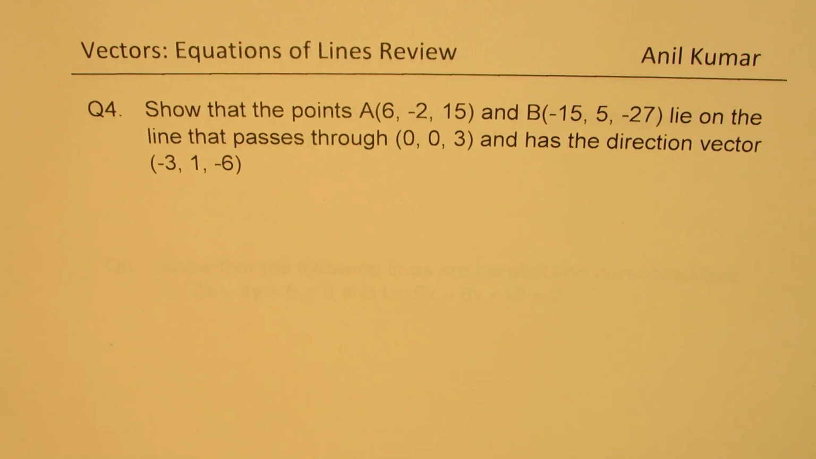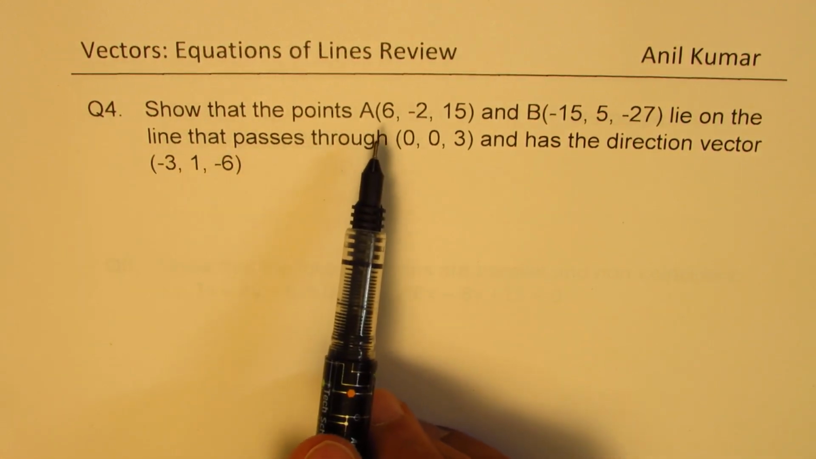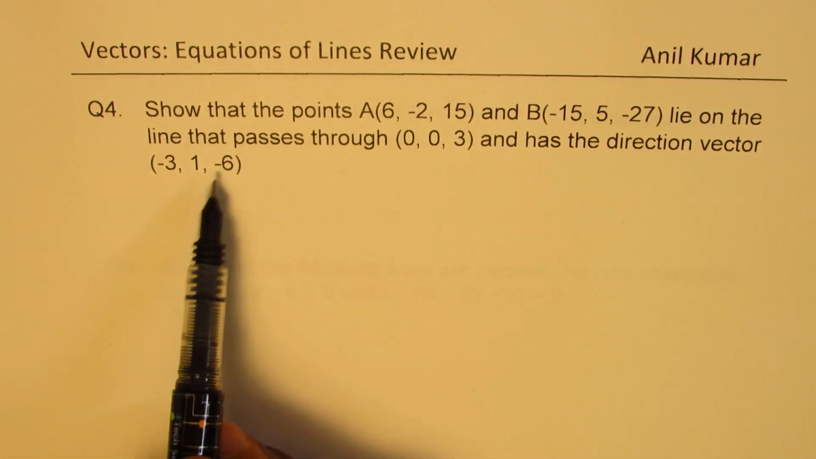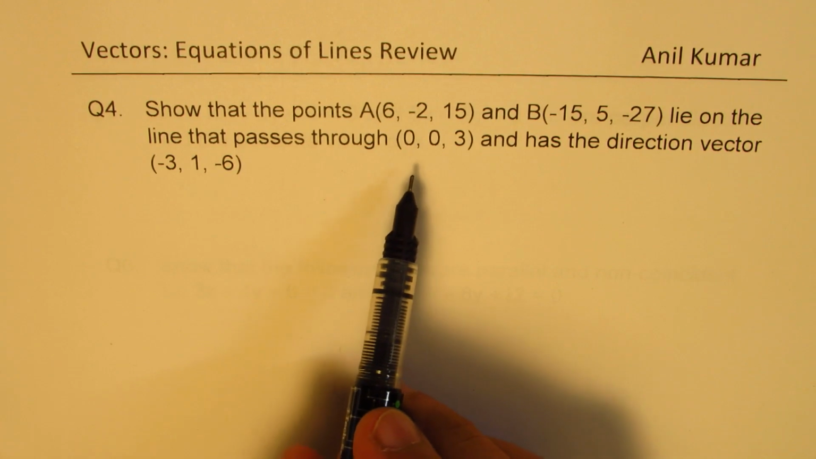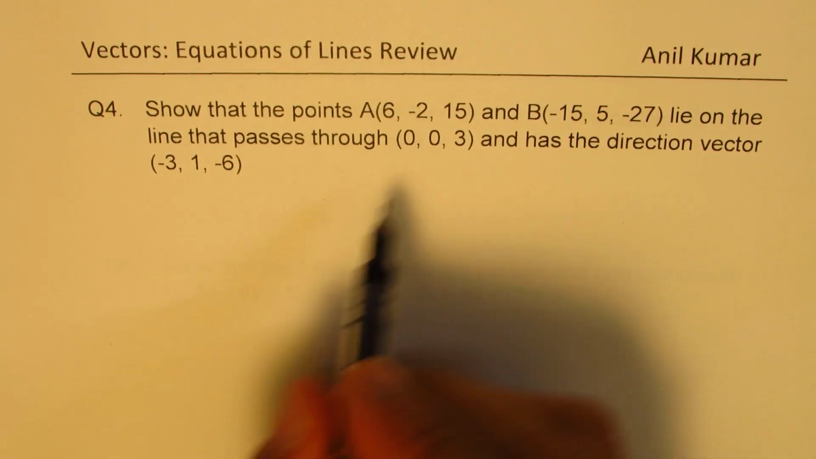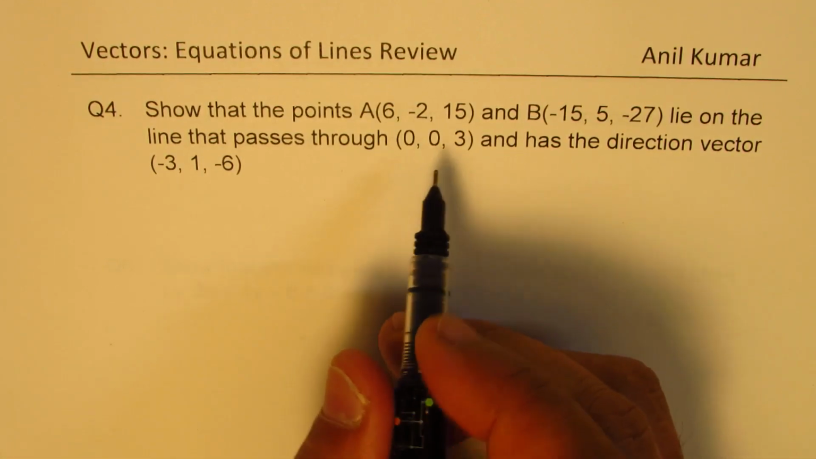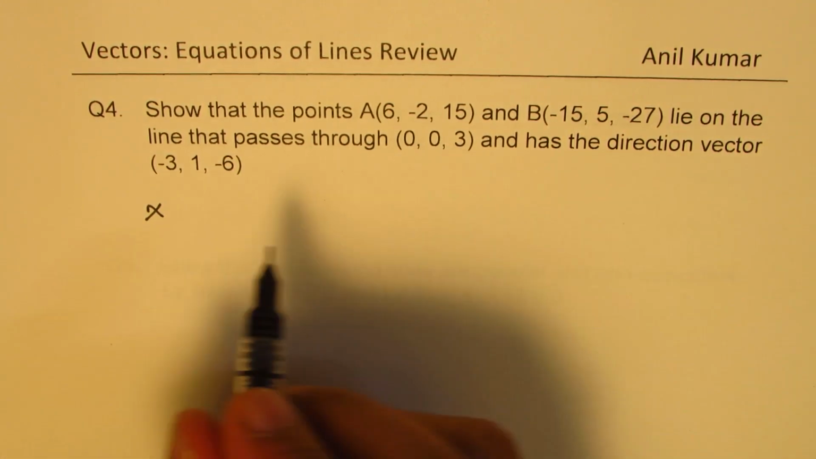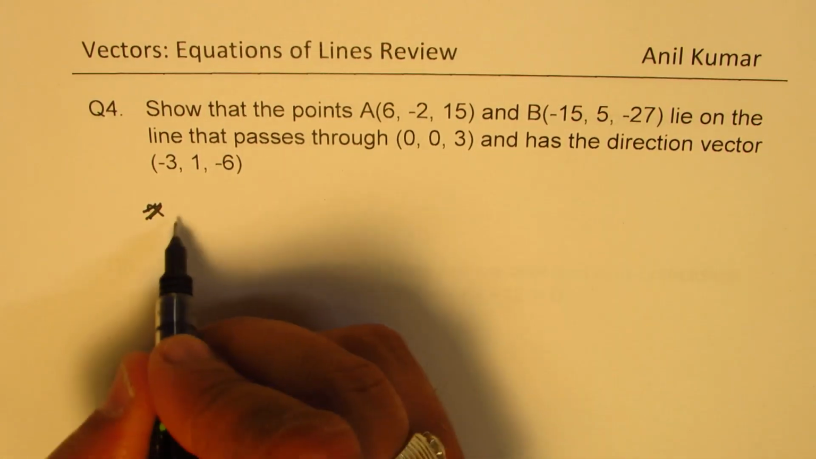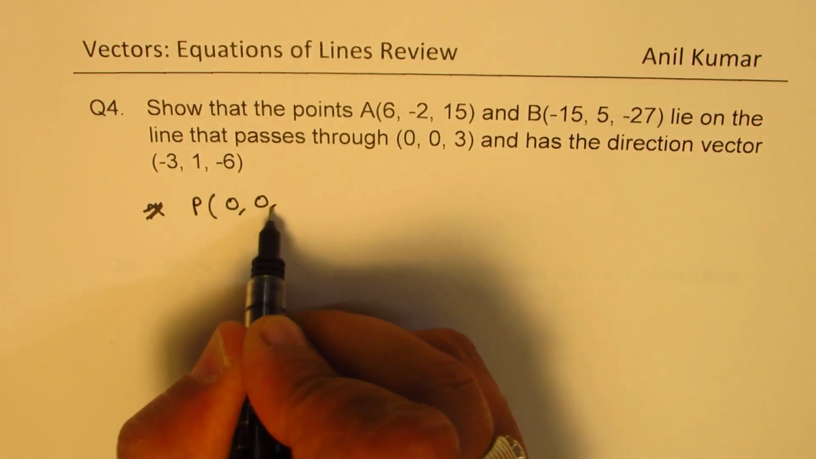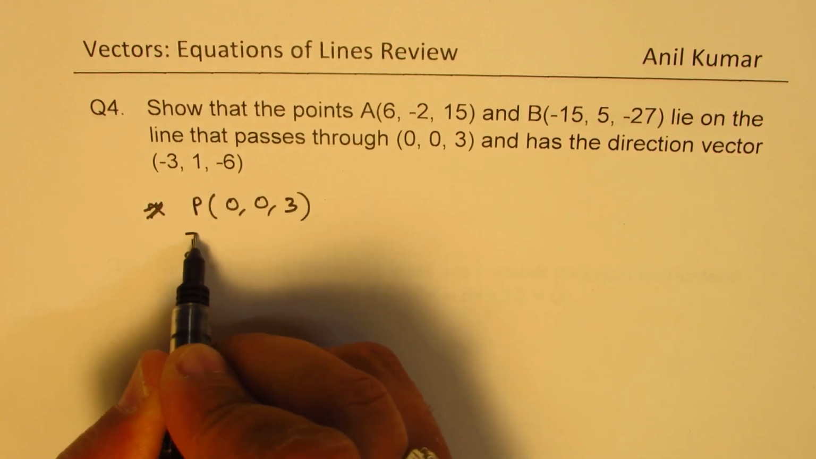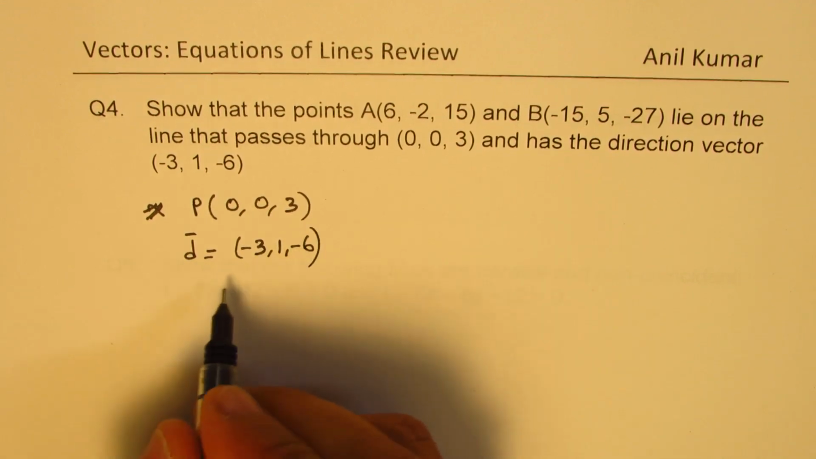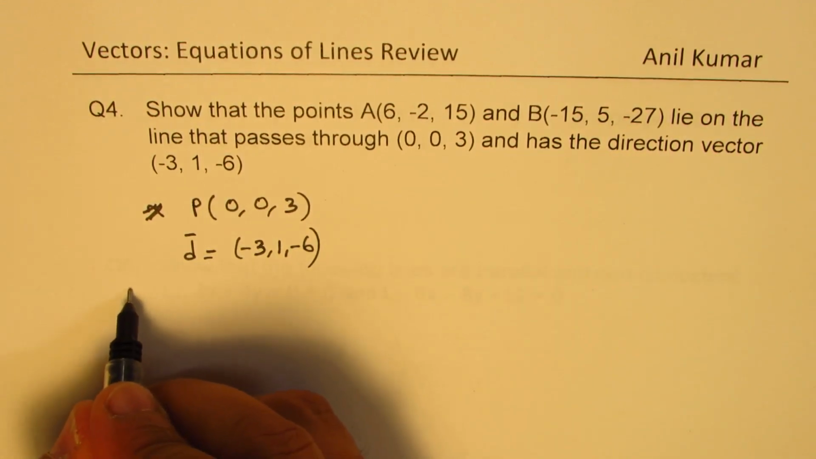Question number 4. Show that the points A and B lie on a line that passes through this point and has the direction vector of that. Okay, so what we can do here is we can have different ways. So let me write the parametric equations. Let me write down first what we are given. We are given a point which is (0, 0, 3). We are given a direction vector which is (minus 3, 1, minus 6). So we can write a parametric equation, right?